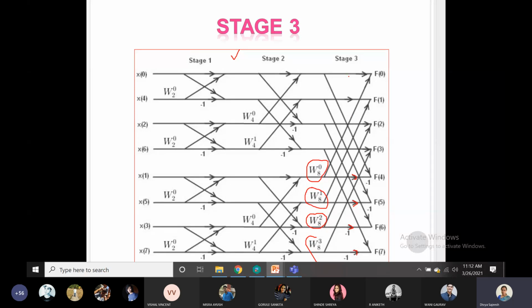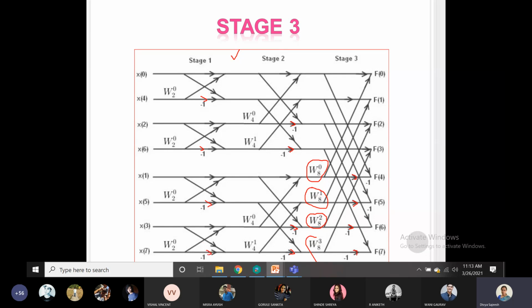So when it comes to the third stage, what about the second stage? In the second stage, the last 2 branches will be having minus 1. You can see in this butterfly, the last 2 branches will be having minus 1. In the second butterfly also, this branch also will be having minus 1. Now when it comes to the first stage, only one branch will be having minus 1. This branch is having minus 1 and this branch is having minus 1. Here also.